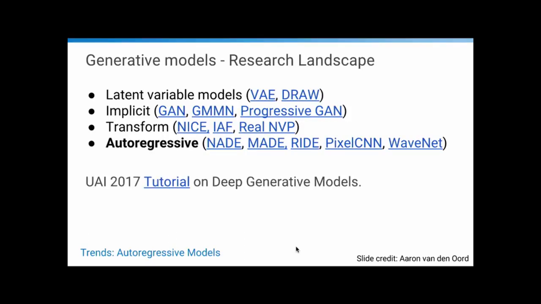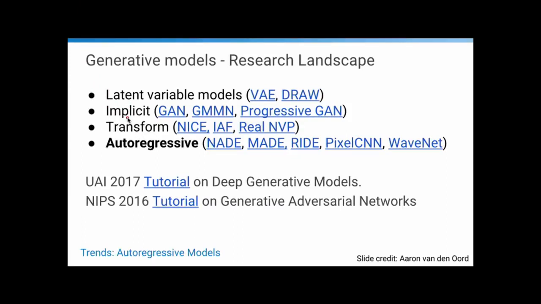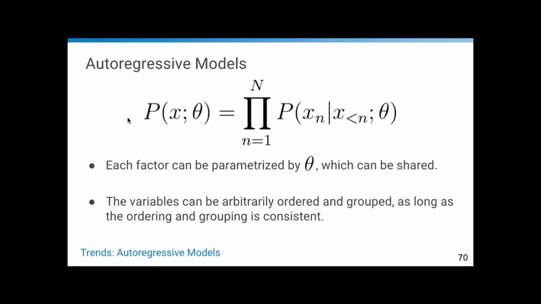So there was a really good tutorial at UAI on deep generative models that covers the first three in a lot of detail. And also there's a NIPS tutorial from last year on GANs that you should check out if you want to dive more into those. I'll also talk about GANs more in the domain alignment section. But for this part, I'll just talk about autoregressive models.